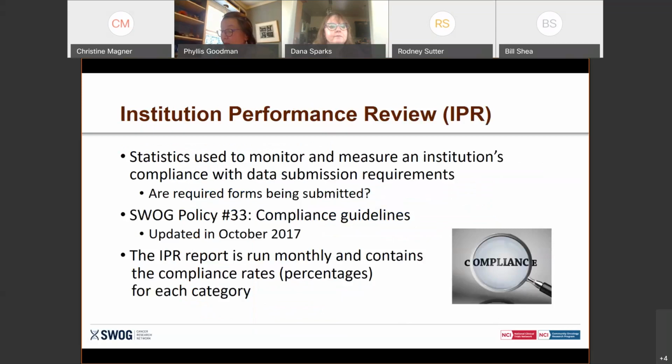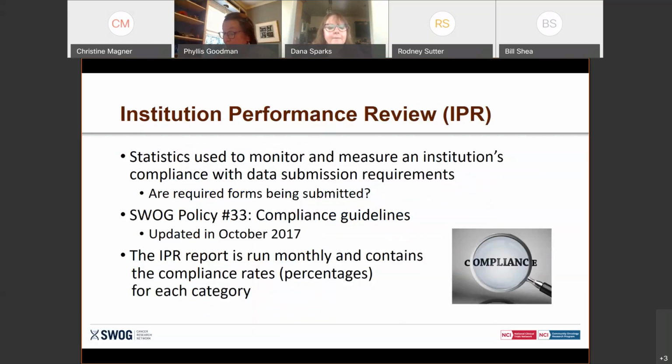Institution Performance Review, or IPR, are the statistics we use to monitor and measure an institution's compliance with the data submission requirements. We look at the metrics to assess whether or not the required forms, specimens, source docs, etc. have been submitted. Policy 33 sets the compliance standards for the group.